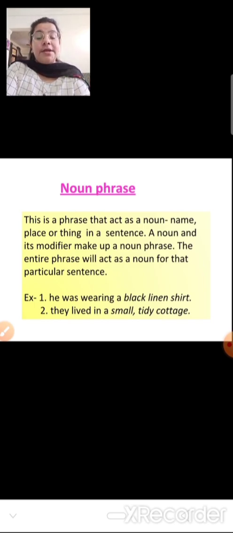Pink flower. Flower is pink in color. The pink is describing the flower and in the same way it becomes the noun phrase. Let's see an example from this slide.